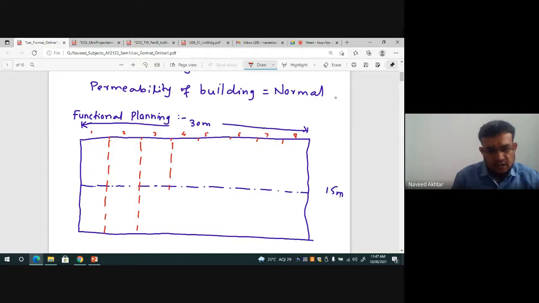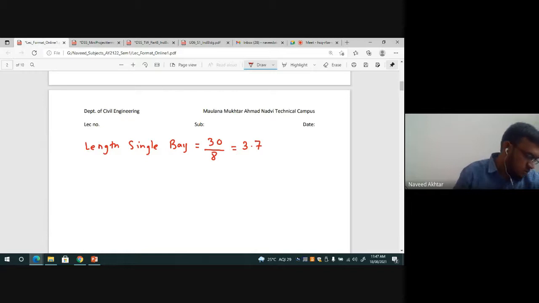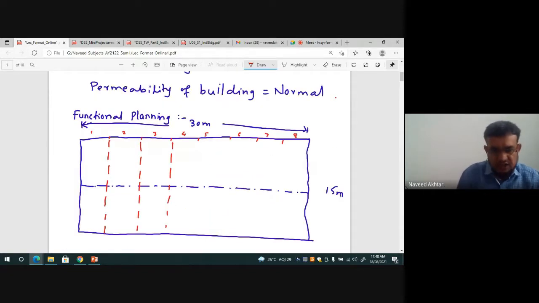Length of bay is this 30 meter divided by 8 bays. The length of the single bay will be 30 divided by 8. It will be 3.7. The center to center distance between the trusses, this is nothing but our truss line. Dotted lines are the truss line.